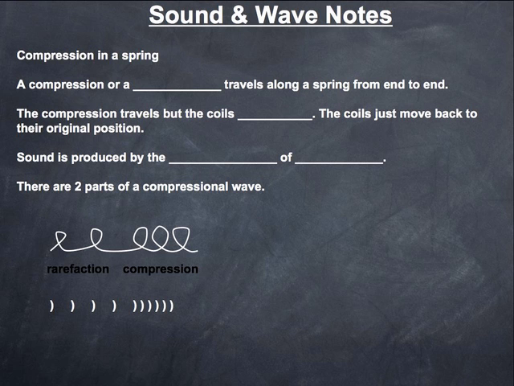Sound and light are two forms of what? Yeah, two forms of energy. So sound and light are types of energy, but they have some important differences. We'll start by talking about sound, and then we'll move on and talk about light and how light is different. First off, we have different types of waves that we talk about.